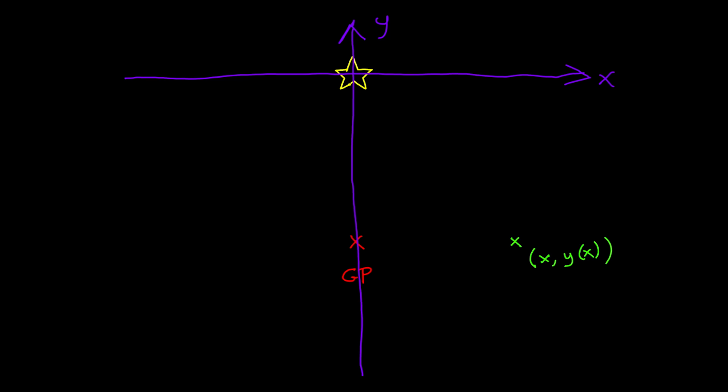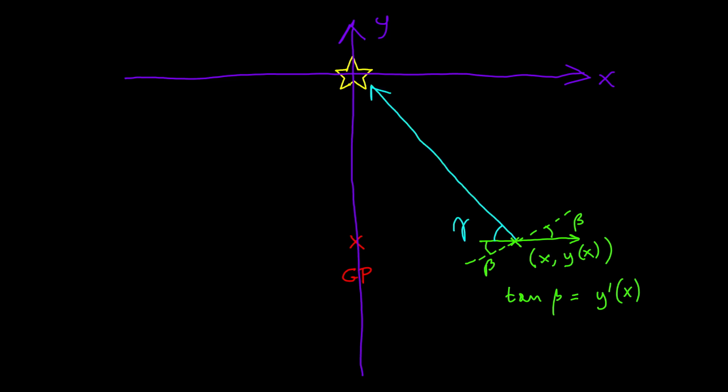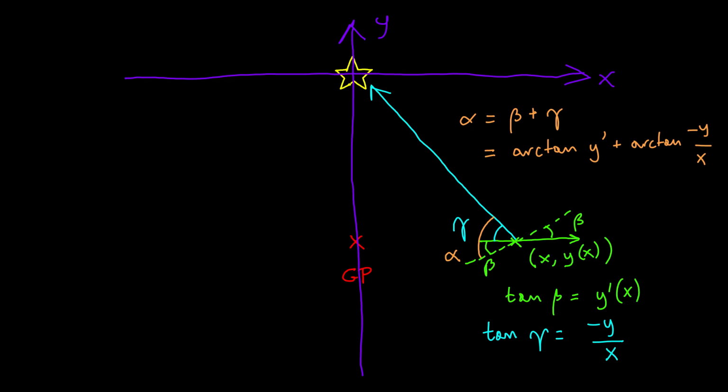So let's consider some point on the graph, at coordinates x and y of x. The horizontal, which is the tangent to the surface at that point, will be at some angle beta to the x-axis, with the tangent of that angle being the derivative of y at x. Now, the angle from the x-axis to the celestial object is gamma, with tangent of gamma equal to minus y over x. So the elevation angle of the celestial object is alpha, which is the sum of beta and gamma, which is equal to this.